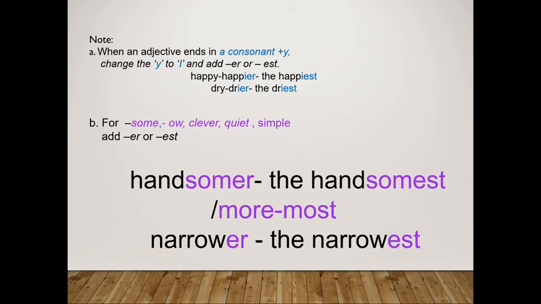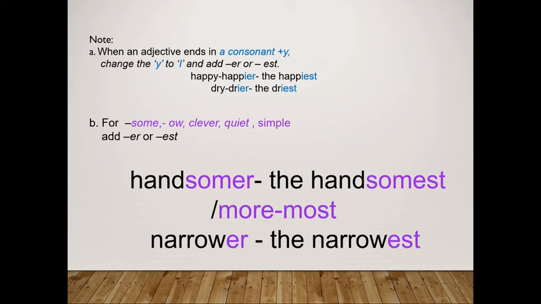Alright, handsome. Handsome, it has two syllables. Because the word ends in some, we may use er and est for comparison. The examples are handsomer and then the handsomest. Lebih tampan dan paling tampan. But we can use more and most too. The examples, more handsome and the most handsome. Both are correct.